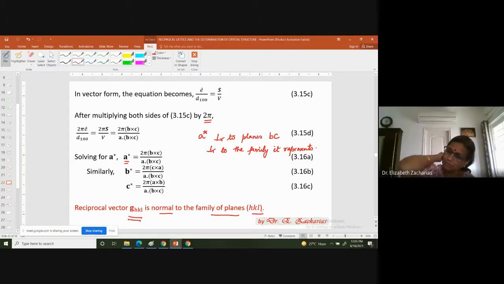Now I want you to remember what you have studied in your SPM. You must have studied that a crystallographic direction and a plane with the same index will be mutually perpendicular to each other. Do you remember this?